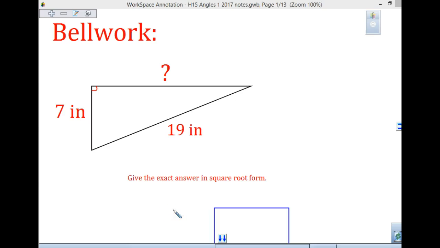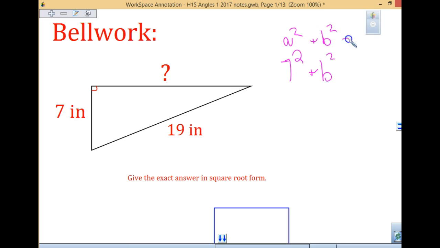I'm going to start with my 7 squared. That's my A, right? Next, so 7 squared, that is my A squared, plus my B squared. We don't know what that is, so B squared equals C squared. C squared we know has to be 19. 19 is the longest side.